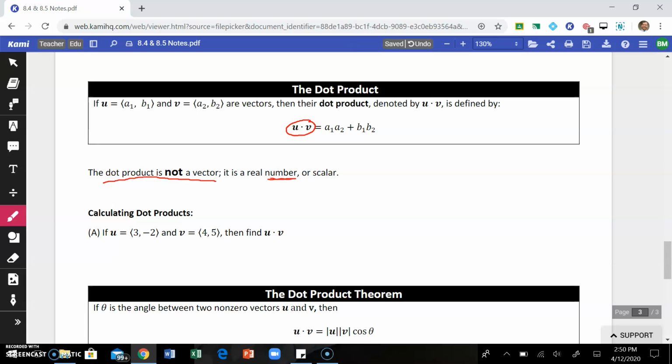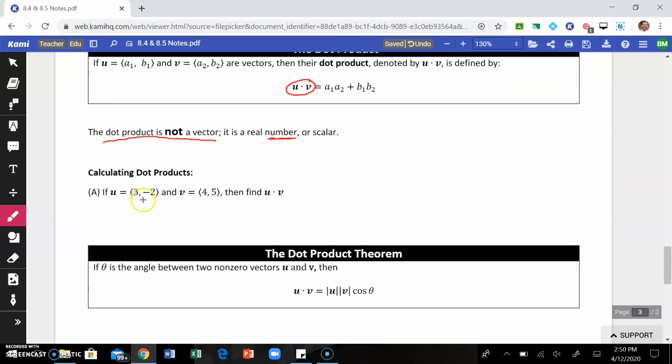That's it. So I have two vectors here, u and v. Vector u is 3, negative 2. Vector v is 4, 5. And I want to find the dot product of u and v. So what we're going to do is, u dotted with v would be the horizontal components multiplied together plus the vertical components multiplied together. And so that would give us 12 plus negative 10, which would be 2. Again, notice how that is not a vector. It is not written like this, right? It's not component form. It's simply a number. It is a scalar, not a vector.